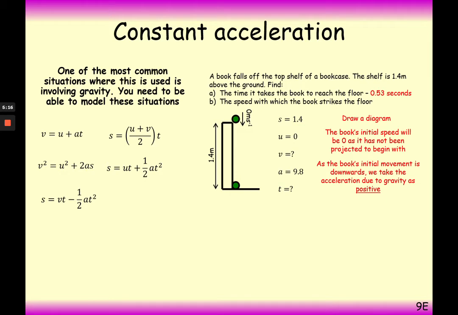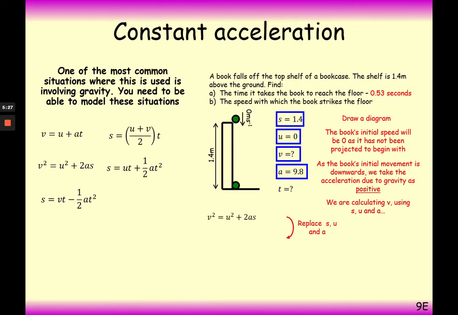Right, now we're trying to find the speed with which it hits the floor. So we're trying to find v, we've got s, u and a, so v squared equals u squared plus 2as. Subbing our values, and again we're going to find two solutions, but we'll take the positive one.